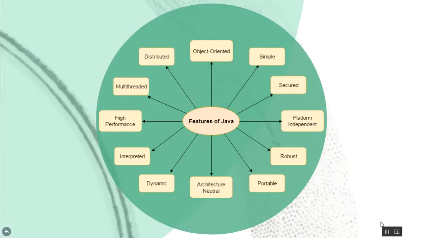Java is distributed, in the sense that Java provides the concepts of RMI and EJB, that is, Remote Method Invocation and Enterprise Java Bean, which are used for creating distributed applications. And we may access a file by calling the method from any other machine on the internet.